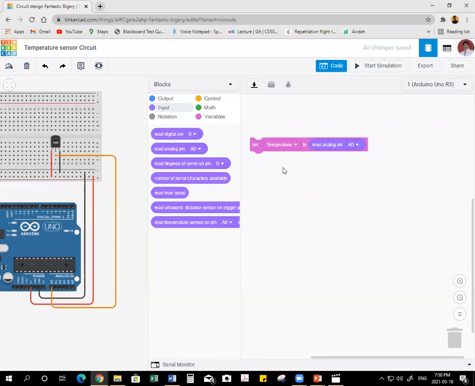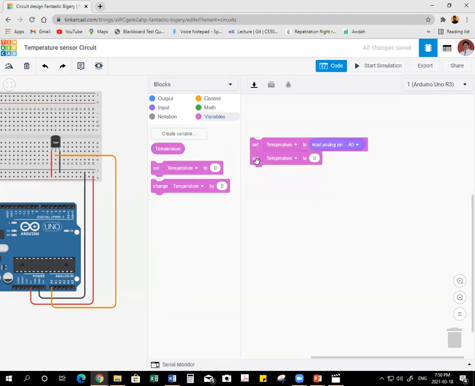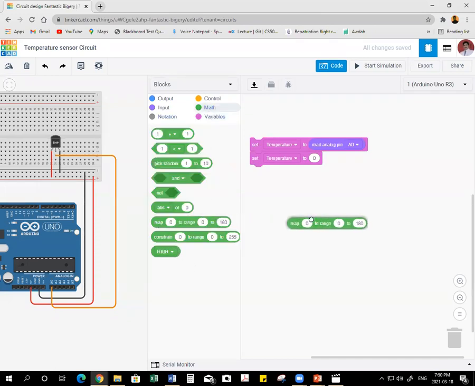Now set temperature to, that is for variable. Set temperature to, we will keep it here. And we have one math control map, because this temperature sensor has limitations. It can measure from -40 degrees to 125 degrees only. So for that we have to map it between -40 to 125 degrees. So here we can write range -40 to 125. This temperature sensor quality is that you can measure -40 to 125 degrees centigrade.